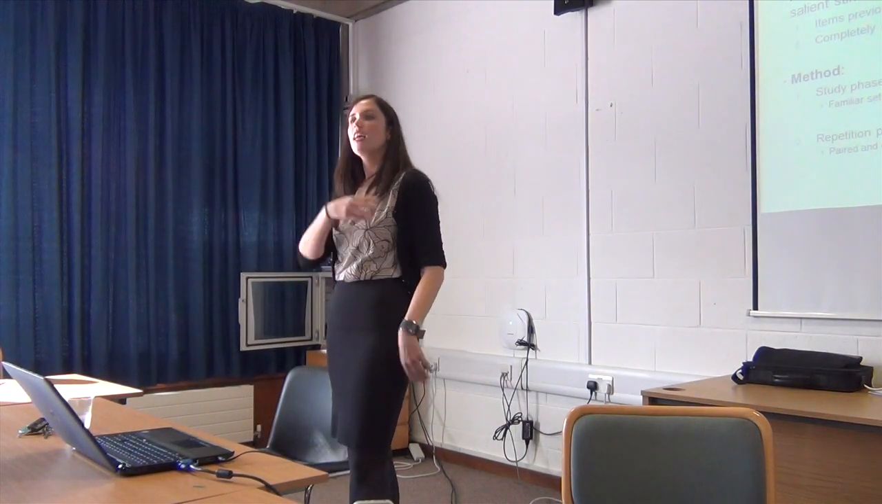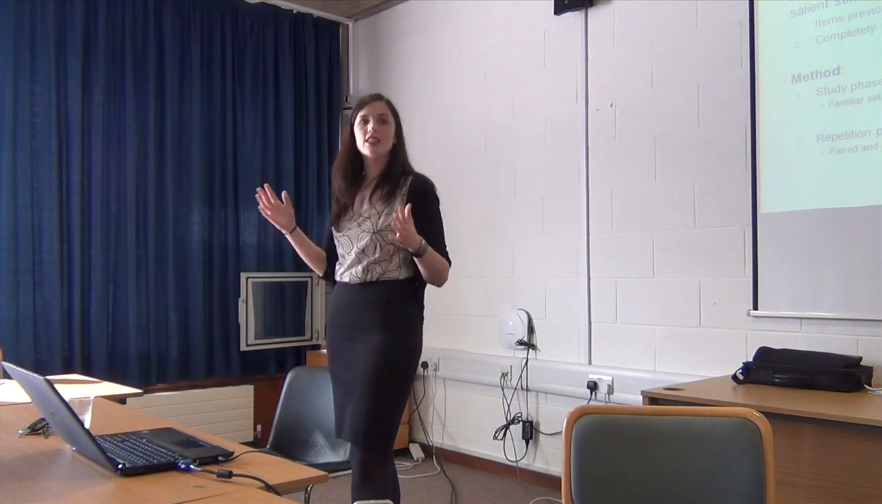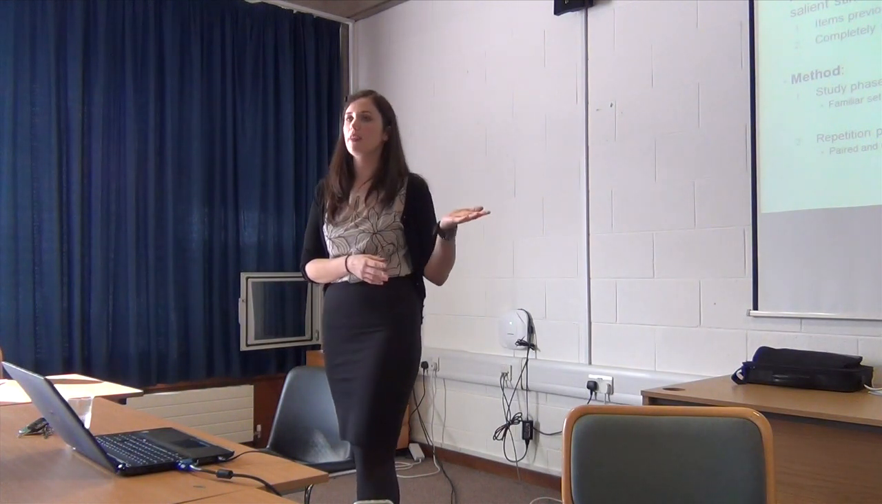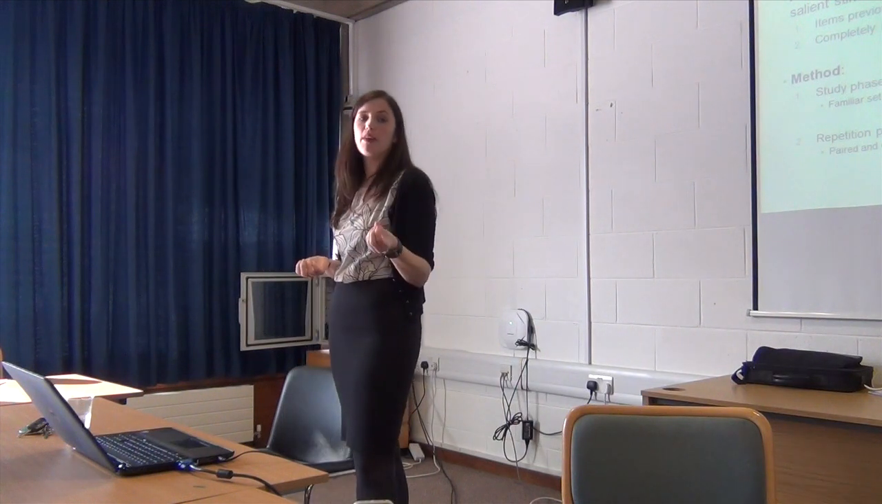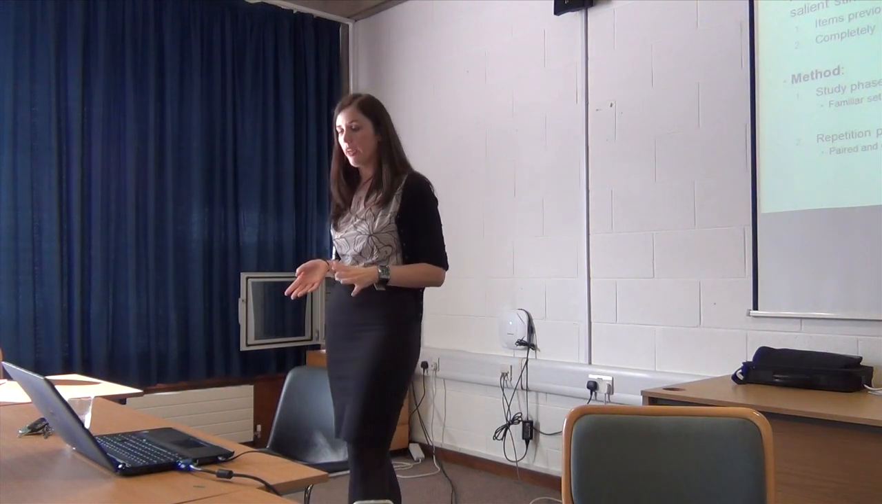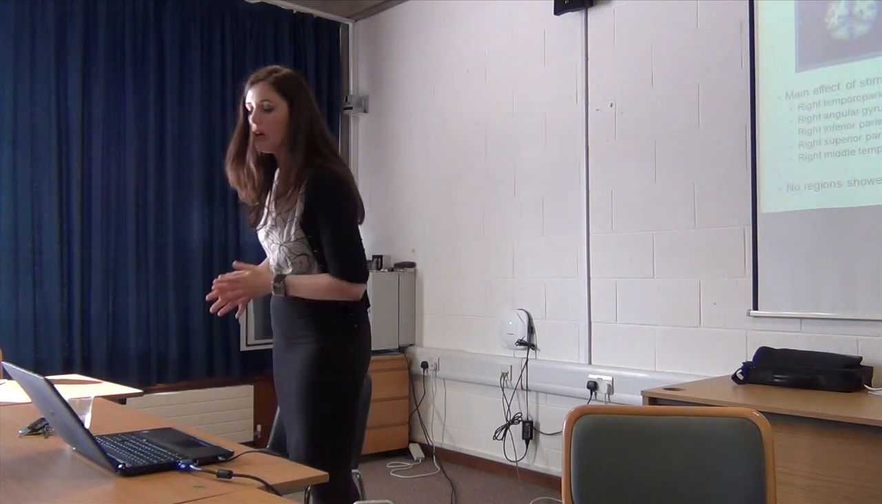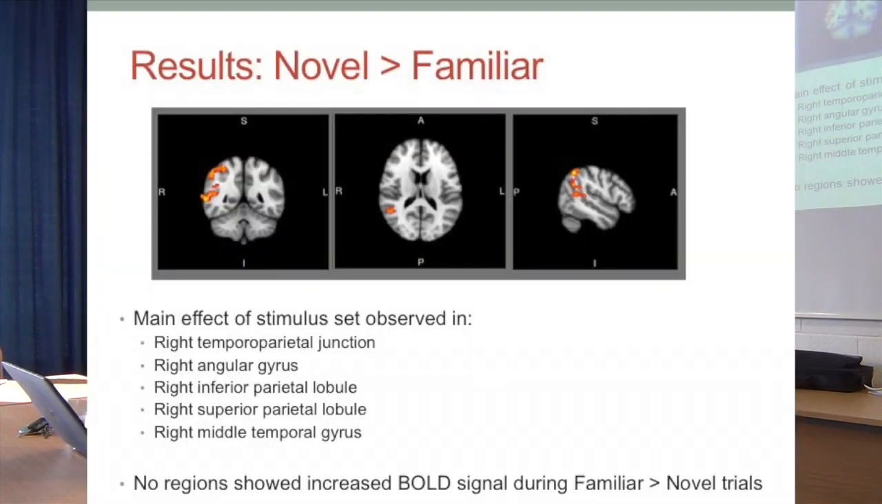So we have our study phase, and then we have our repetition phase, which again runs exactly the same way as in the last experiment. We have paired and unpaired repetitions of familiar, previously memorised, and completely novel stimuli. And what do we find? Well, overall, we do find a main effect of stimulus set. Now, in the previous experiment, we found no overall main effect of stimulus set. We only found an interaction. Here we are finding a main effect overall.